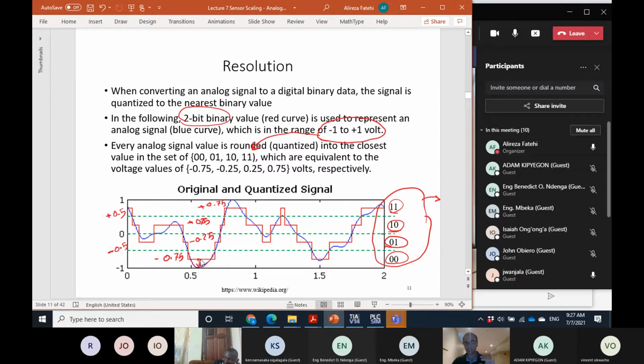To reduce this error, we need to increase the number of bits. With a 2-bit binary, we have just 4 binary values that can be represented. But if you have 3 bits, for example, it increases to 8. If you have 4 bits, it increases to 16. So you have 16 distinguished values, and you can increase that to the number that you need.